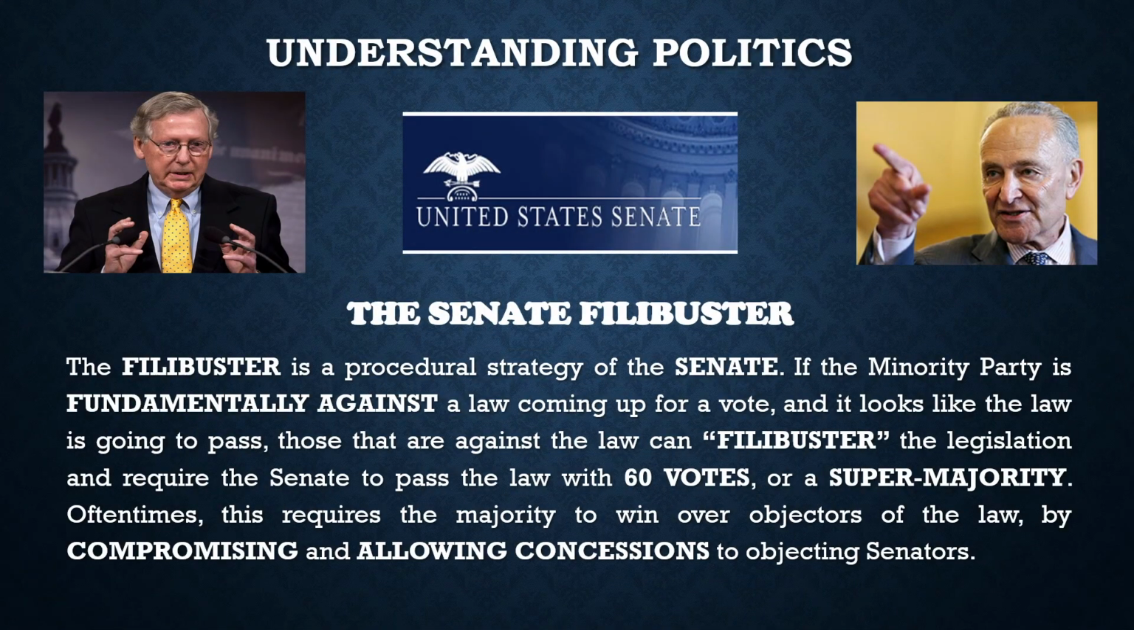The Senate Filibuster. The filibuster is a procedural strategy of the Senate. If the minority party is fundamentally against a law coming up for a vote, and it looks like the law is going to pass, those that are against the law can filibuster the legislation and require the Senate to pass the law with 60 votes, or a supermajority. Oftentimes, this requires the majority to win over objectors of the law by compromising and allowing concessions to objecting senators.